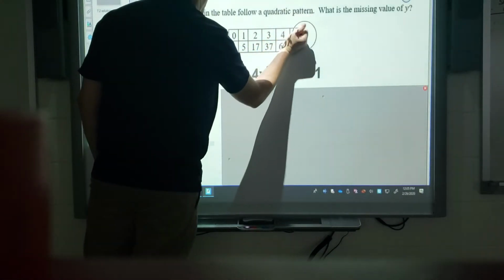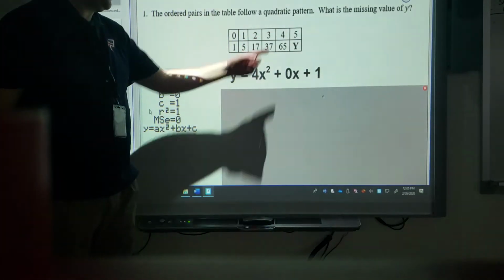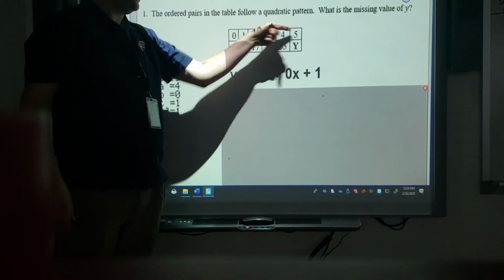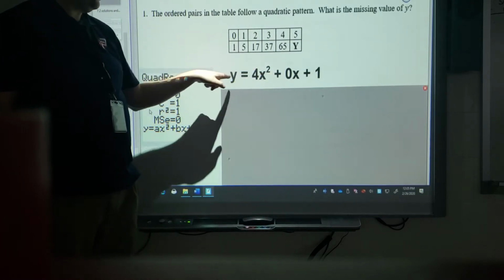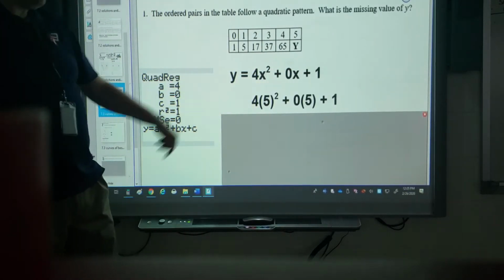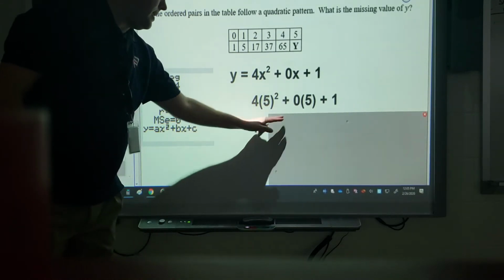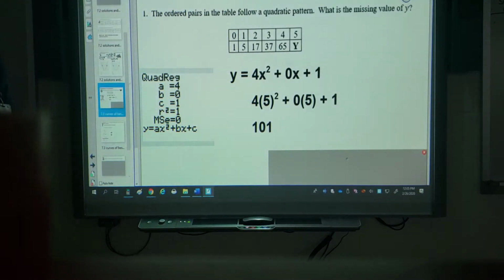Now we go back to the question. The question's asking us, what's the value when we plug in 5 into this value here? Now for our column, this is the top value, so this is our x value, and we're trying to find what the y value is. So plug 5 in for x. Remember when you substitute, you should be putting parentheses around it, just like the formula. And then just use your calculator, and you can get 101.